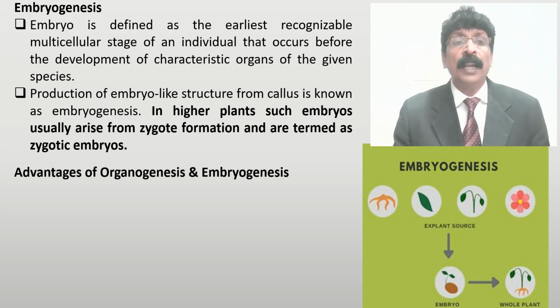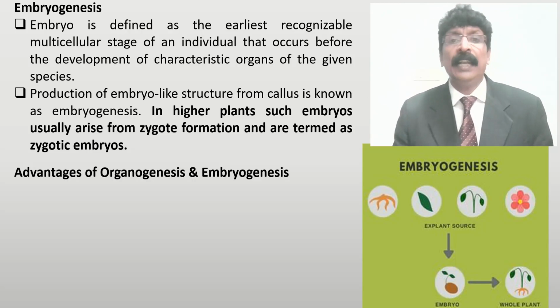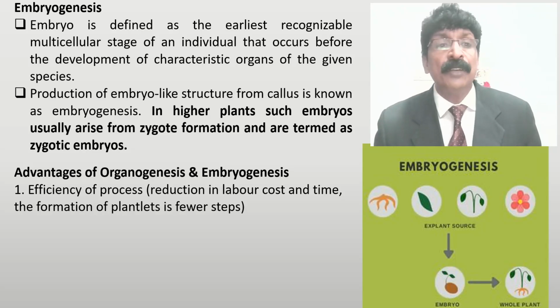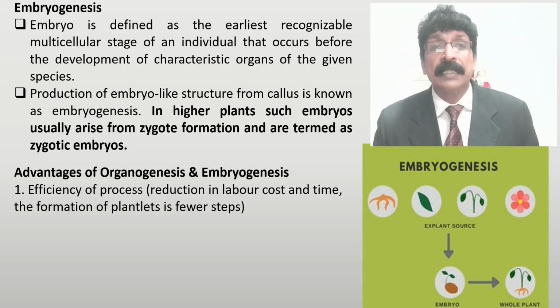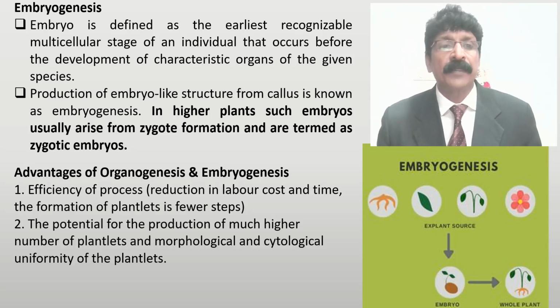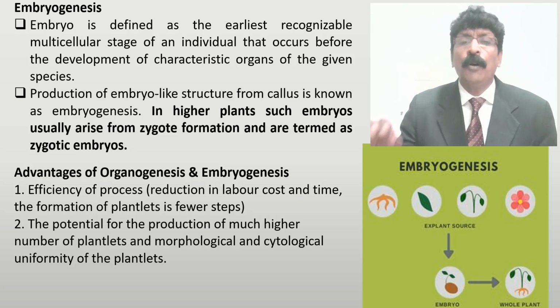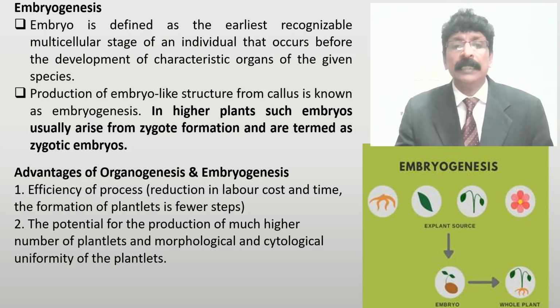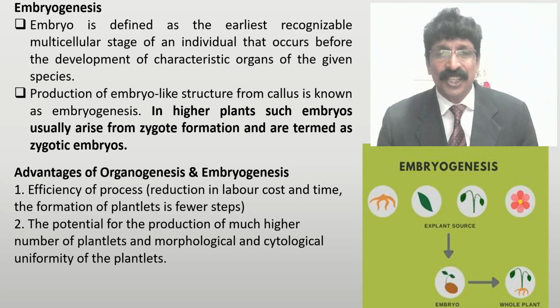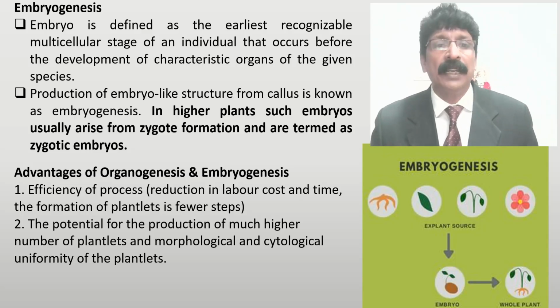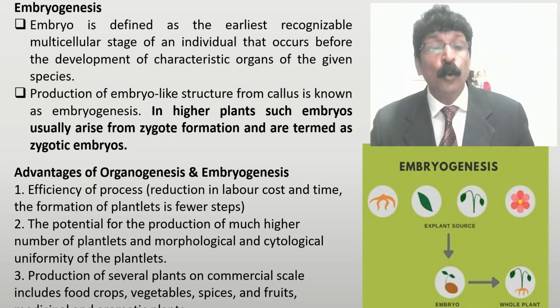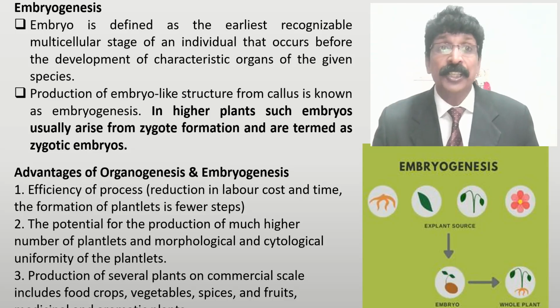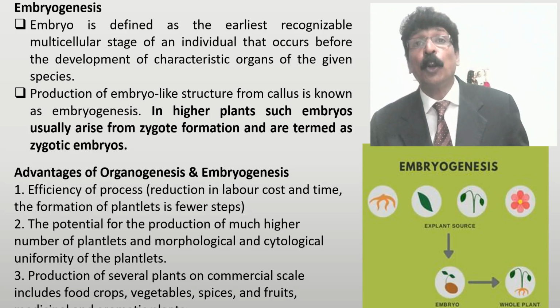embryos. Advantages of organogenesis and embryogenesis: the efficiency of the process, reduction of labor cost and time, the formation of plantlets in fewer steps, the potential of production of much higher number of plantlets, and morphological and cytological uniformity of the plantlets. Production of several plants on commercial scale, including food crops, vegetables, spices, and fruits, medicinal and aromatic plants.